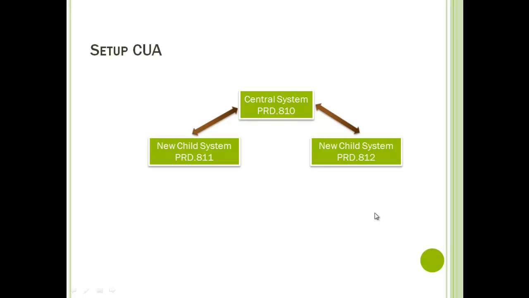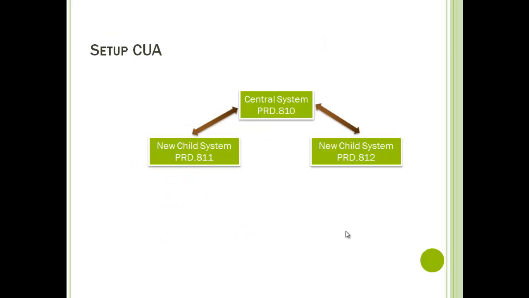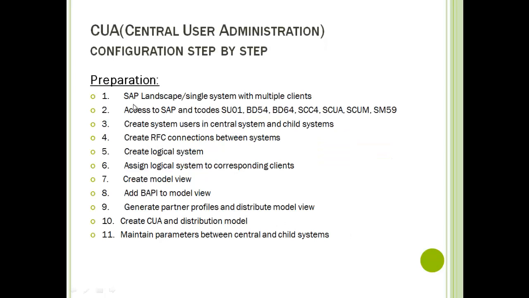Okay, let's set up the CUA in our SAP system. In order to set up a CUA, first we need to prepare the steps, what we are going to do. This is very important, so that it will be very easy to continue the setup. The first thing we need is an SAP landscape, a single system with multiple clients. That's what we already have, our system landscape. Then access to SAP T codes. These are all the SU01 and all these T codes.